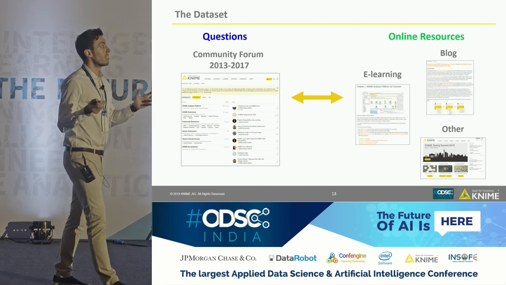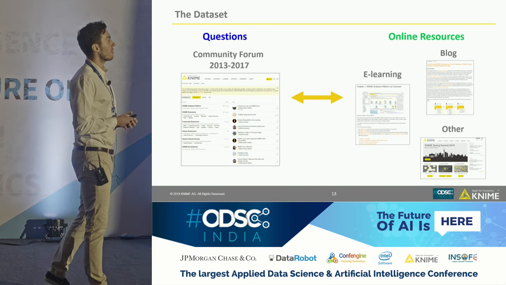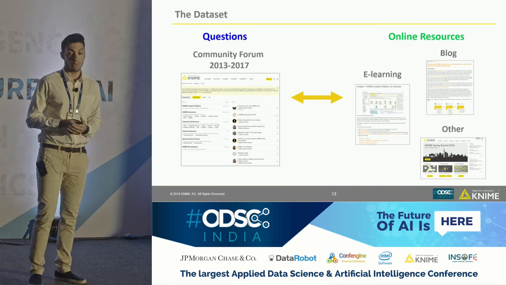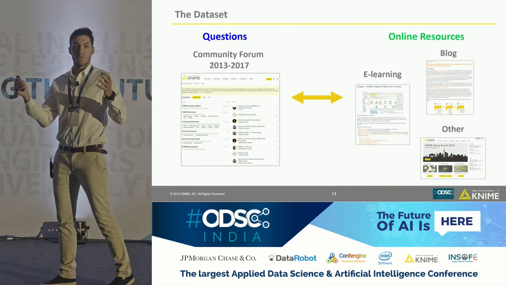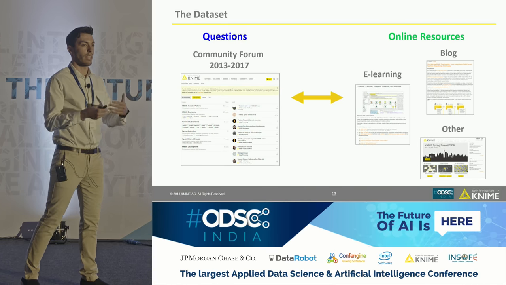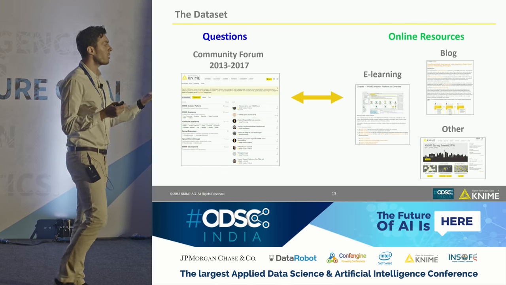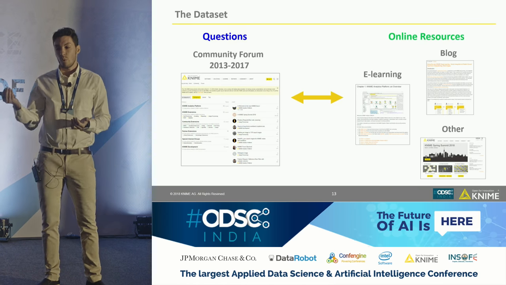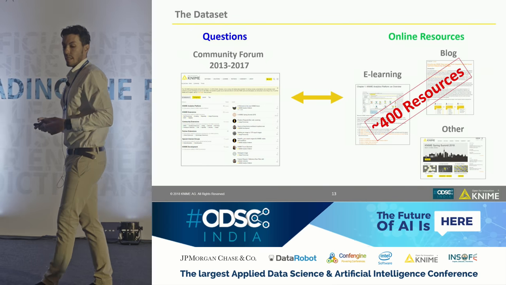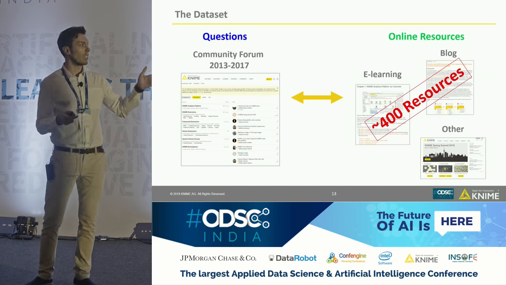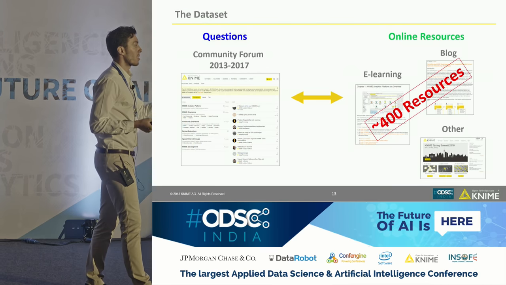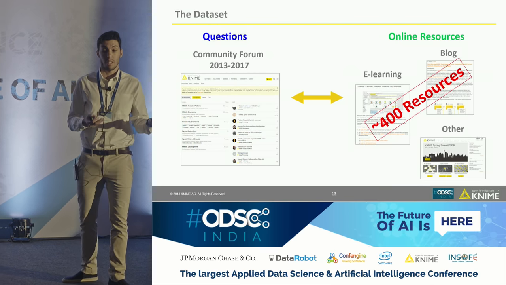And so this was the data set. We were using data from our forum, the KNIME forum, data from 2013 to 2017, and those were just questions. Everyone can go on the KNIME forum, start a new thread, and ask a question. And we wanted to match these questions with the resources that we have available online. The only problem is that we had 5,000 questions in our data set, and more than 400 resources available online.